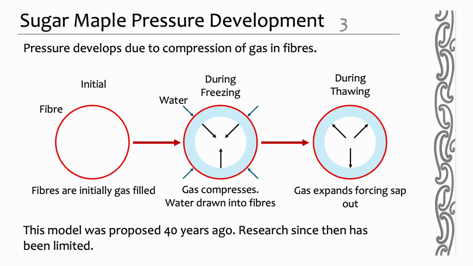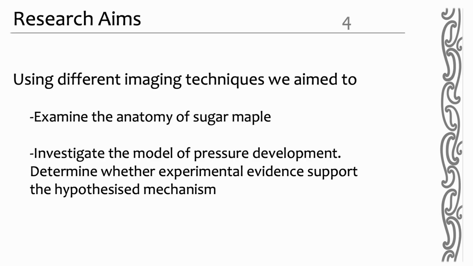Now, this model was first proposed about 40 years ago, and while there has been some follow-up and some additions made over the years, the overall body of literature on sugar maples is fairly limited. My role within this research group has been to try and improve upon this limited body of research. Specifically, I was using different imaging techniques to examine the anatomy of sugar maple and to investigate this model of pressure development to try and determine whether experimental evidence supported the hypothesized mechanism.